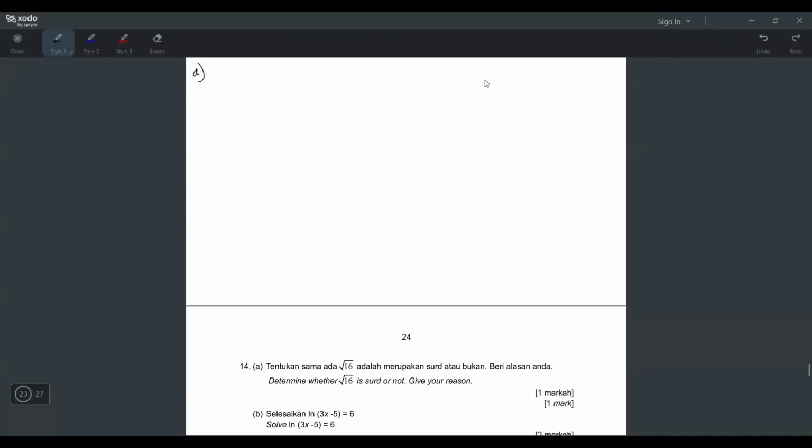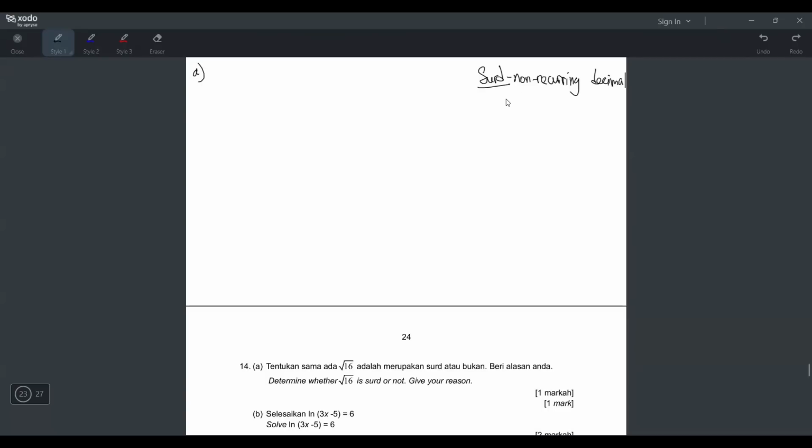Give your reason. Okay, let's talk about what is a surd. If you don't know what a surd is, you can't do this question. The way I teach my students is I will tell them what a surd is. A surd is actually a non-recurring decimal, right? When you think about surd, you have to automatically think about non-recurring decimal. What is non-recurring in Bahasa Melayu? Perpuluhan yang tak berulang. Perpuluhan tak berulang.